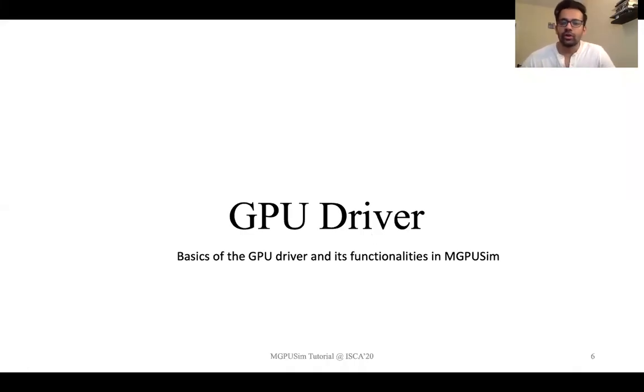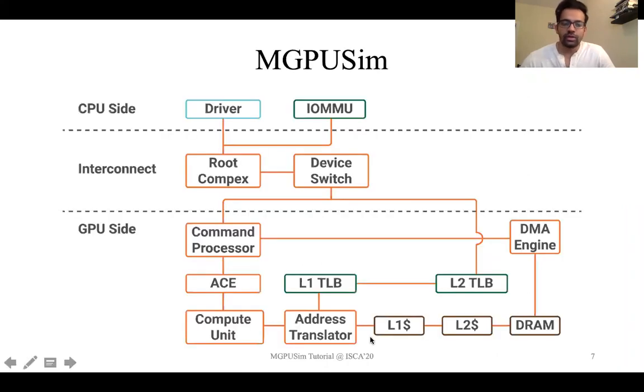Now we are going to talk about how the GPU driver is modeled in MGPUSim. Here we show a figure of how the different components are organized in MGPUSim. On the CPU side of the simulator, we have the GPU driver and the IOMMU. These communicate through a network of root complex and device switch, which is a PCI model, and communicates to the GPU side. In the GPU side, the central communication point is the command processor. The command processor is actually responsible for handling requests from the GPU driver.